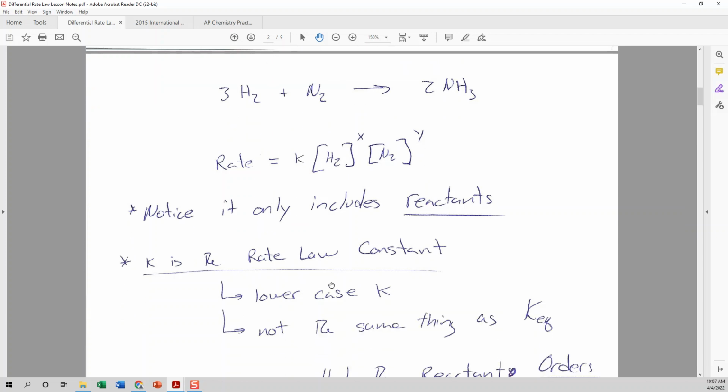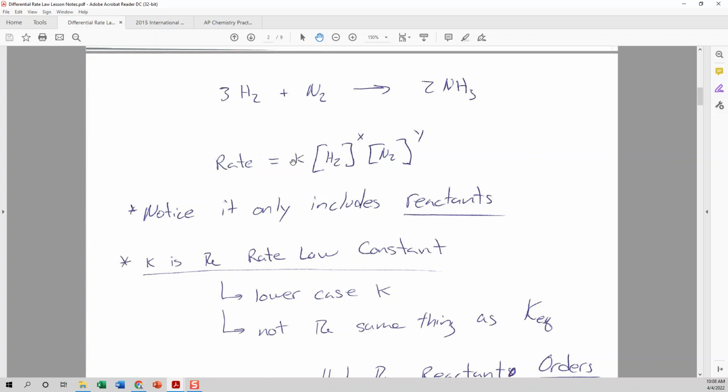k is the rate law constant. It's not the same thing as the equilibrium constant. It's lowercase k, it's not capital K. The equilibrium constant is capital K, the rate law constant is lowercase k. So it's not the same thing, all right? But we would always have a rate law constant.